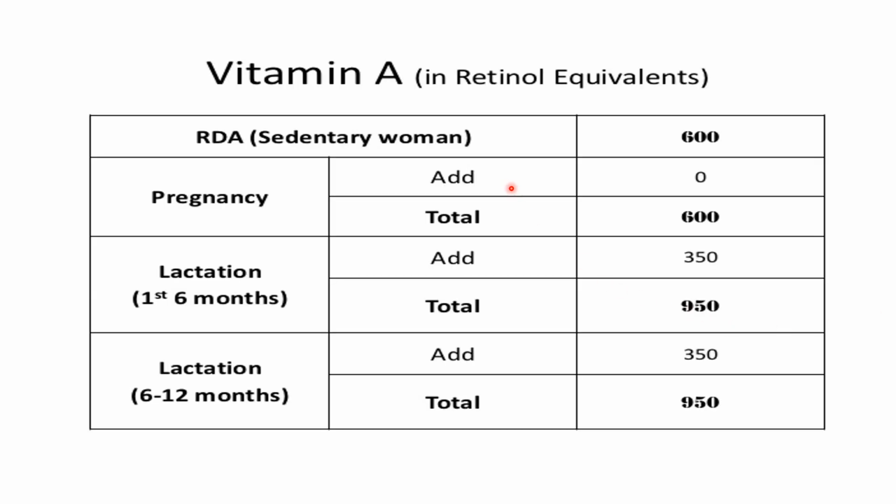The vitamin A or retinol requirement for a sedentary woman is 600 micrograms in a day. In pregnancy, we need not give any additional amount. The same amount will be sufficient during pregnancy also, but we should make sure that the woman is getting 600 micrograms in a day. And during the lactation period, that is from the first to 12 months, she needs an additional 350 micrograms. So altogether the need during lactation will be 950.